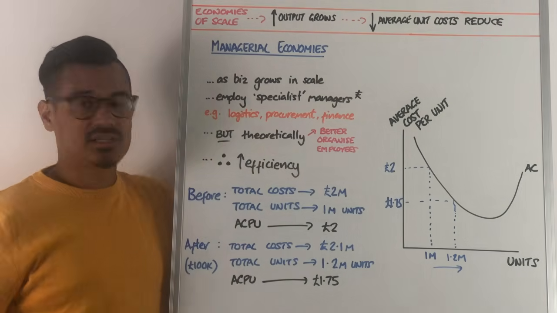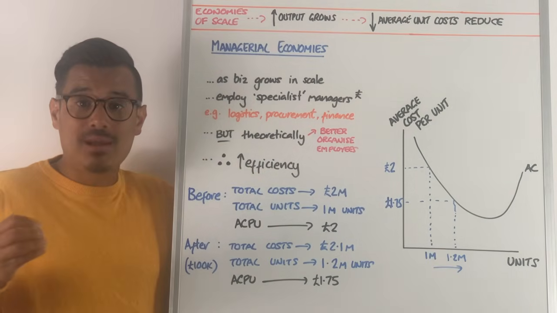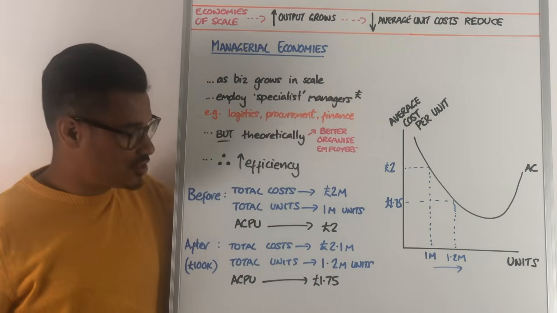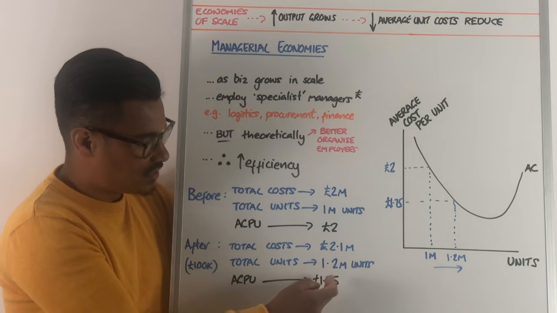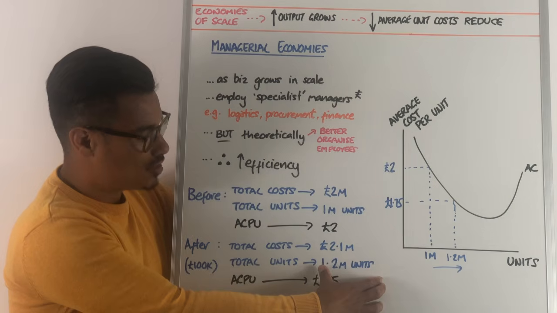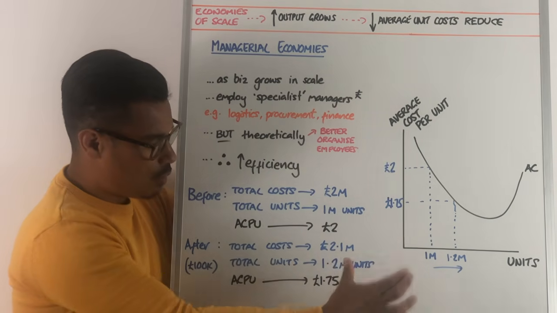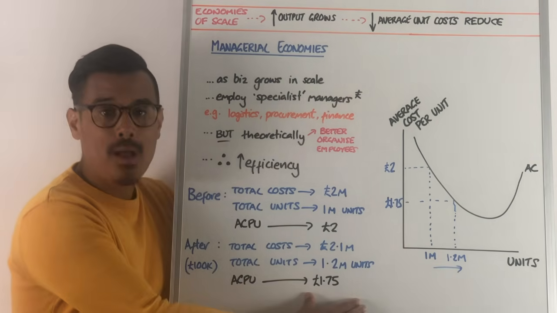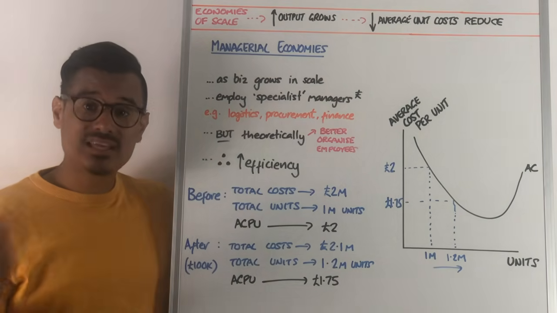Maybe you're a logistics specialist manager, they increase the efficiency, and that allows you to now make a marginal gain of 200,000 units. So you get the 1 million you had before and this extra 200,000 units because of the specialist manager. So you now have total units of 1.2 million. So total cost divided by total units, 2.1 million divided by 1.2 million units, comes to an average cost per unit of £1.75.